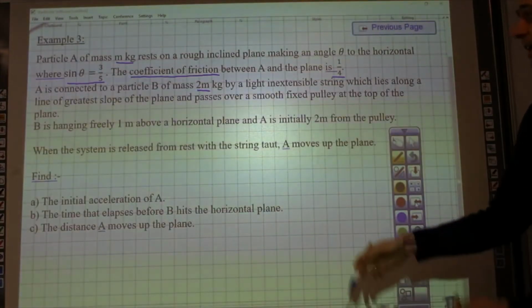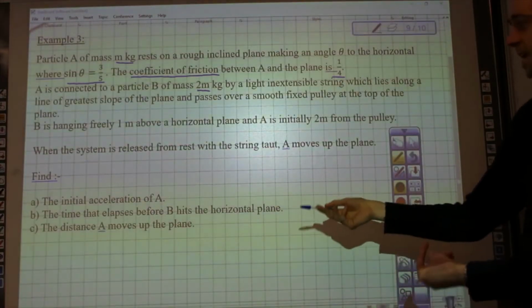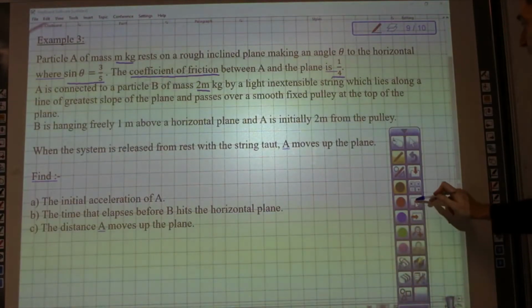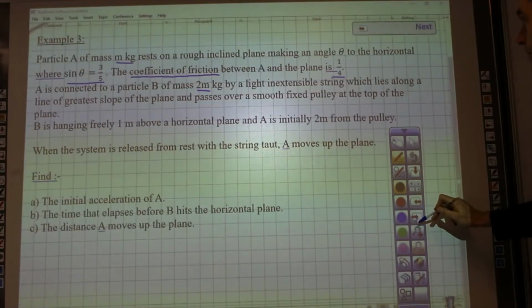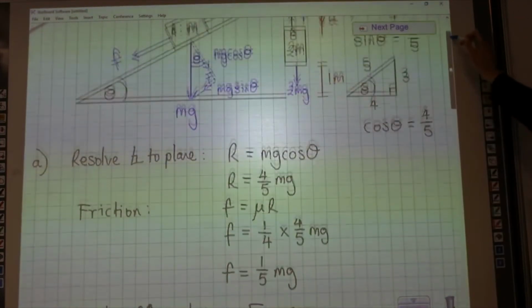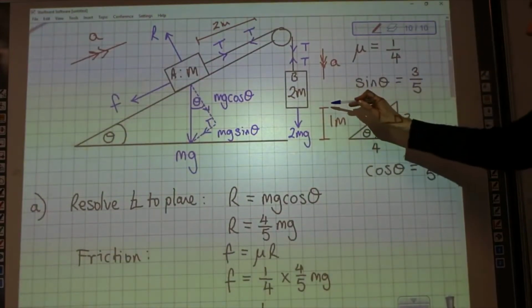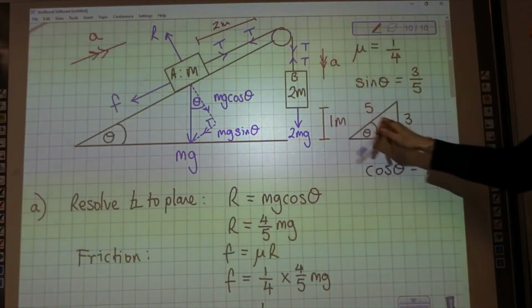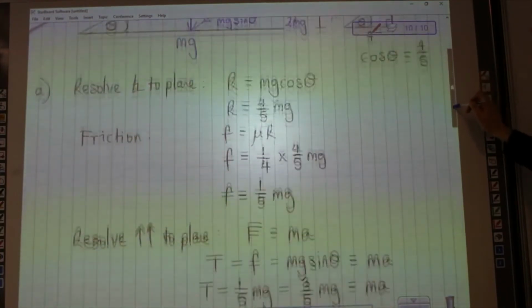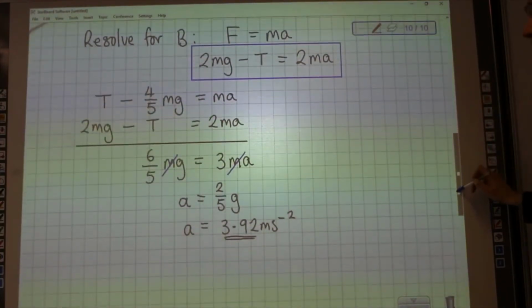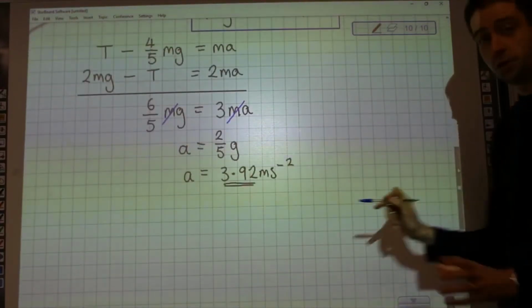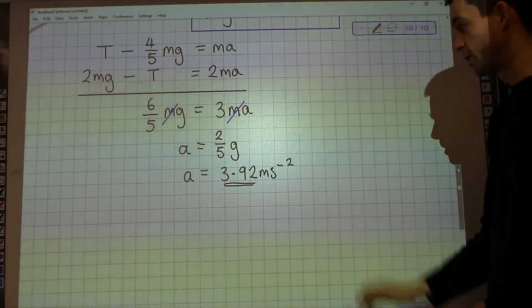Right. Part B then is saying the time that elapses before B hits the horizontal plane. So B is going to hit the horizontal plane. B needs to travel 1 metre to hit the horizontal plane. So this is a SUVAT question. The reason that I know that it's a SUVAT equation is that the acceleration is constant. You can only use SUVAT when the acceleration is constant.